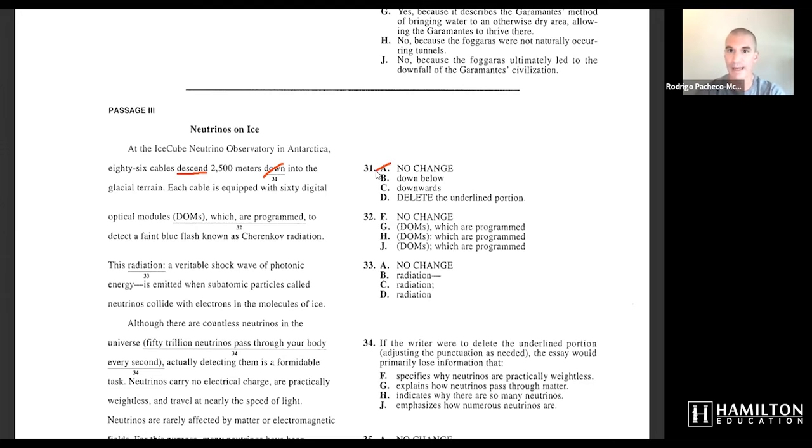So we can eliminate A. We can also eliminate B. This is the same idea. This is "down below." B. C, "downwards." This gives us a sense of direction, but we already know in which direction we are moving. So we want to delete the underlined portion because all of these other answer choices would make the sentence redundant.